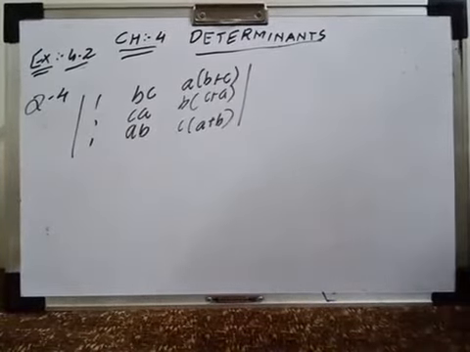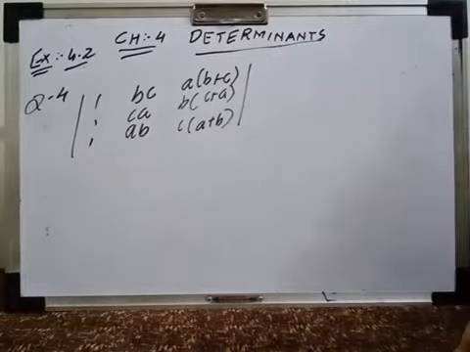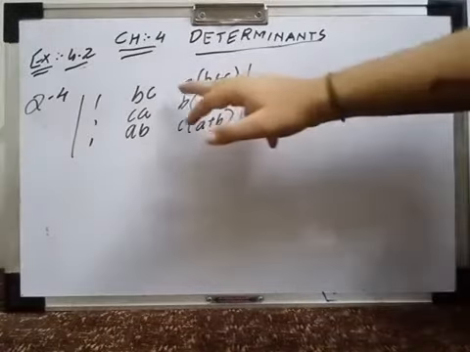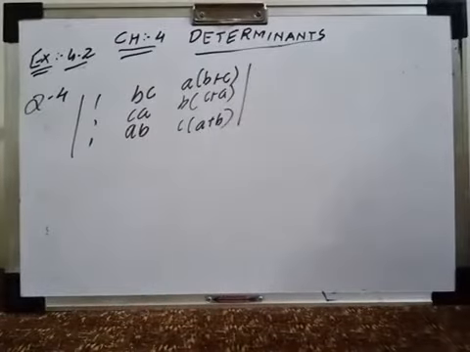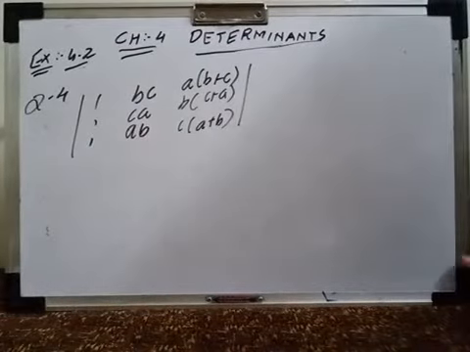Let's understand the fourth question. I will first of all multiply this monomial with a binomial using the distributive property.